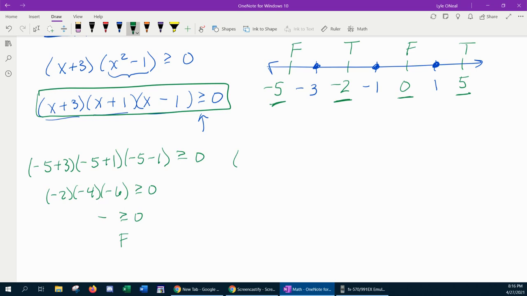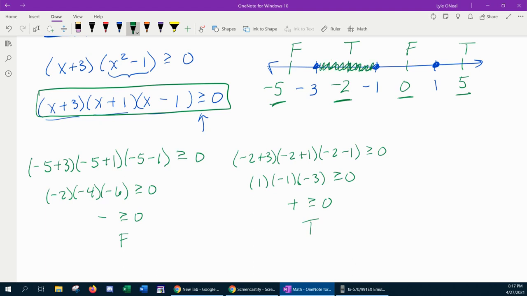So next we're going to check -2. -2 plus 3, -2 plus 1, -2 minus 1. Is that greater than or equal to 0? Well, that's going to be 1 times -1 times -3. A positive times a negative times a negative. Overall, that's going to be positive. Is a positive number greater than or equal to 0? Yes, it is. So that is true. And remember, you shade the true regions.